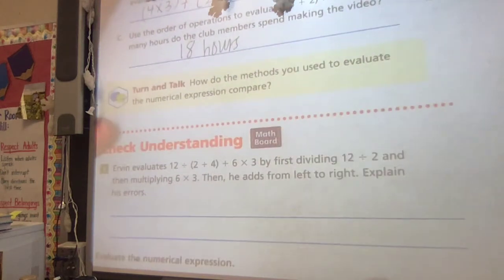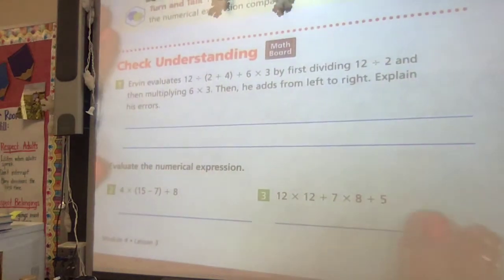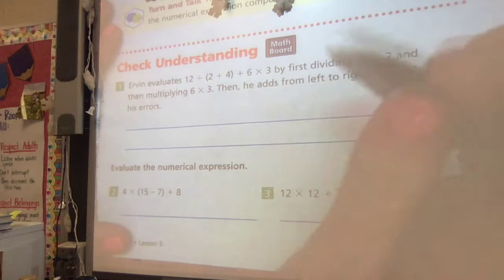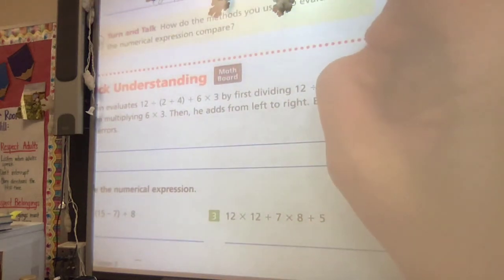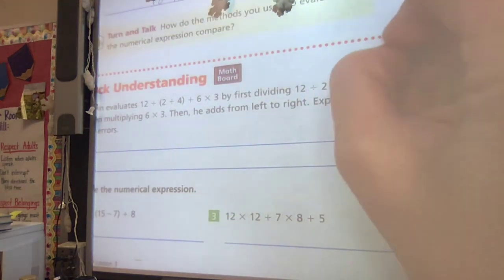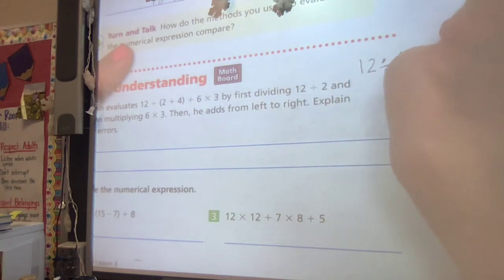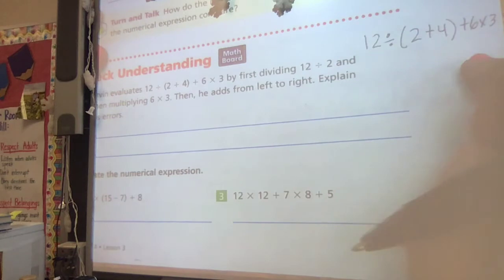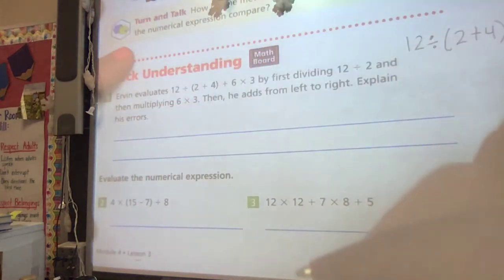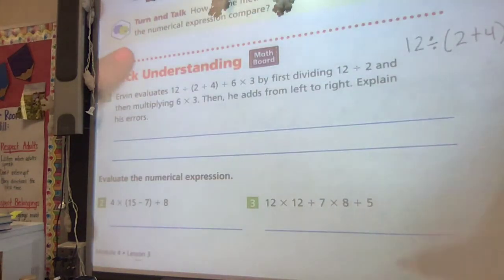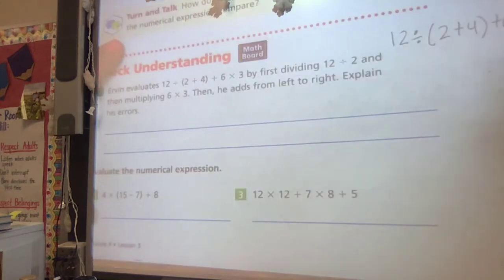Okay. Let's look here and see what mistakes Irvin makes. And I'm going to rewrite his problem. It says Irvin evaluates 12 divided by 2 plus 4 plus 6 times 3. Squeeze it in there. By first dividing 12 divided by 2 and then multiplying 6 times 3. Then he adds from left to right. Explain his errors.